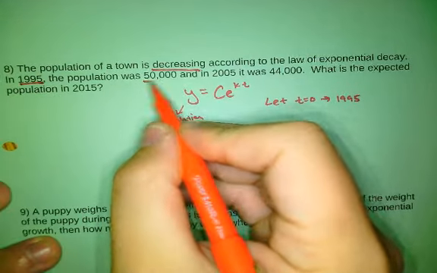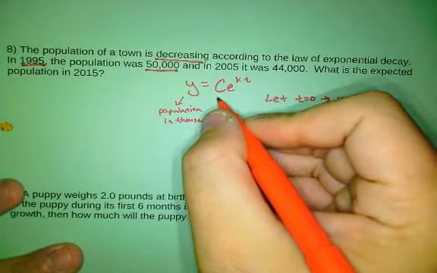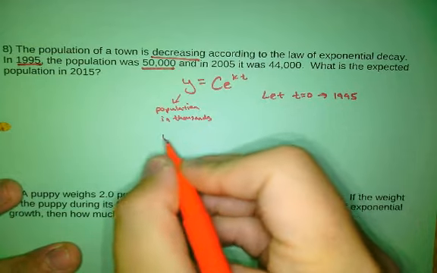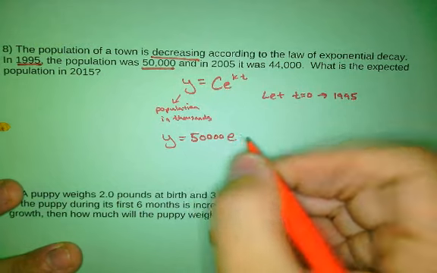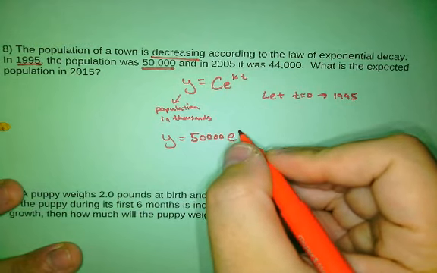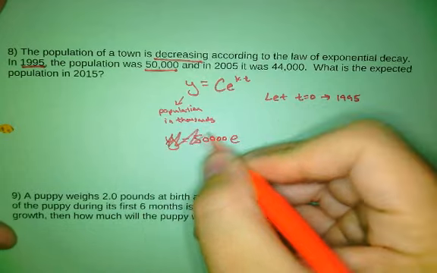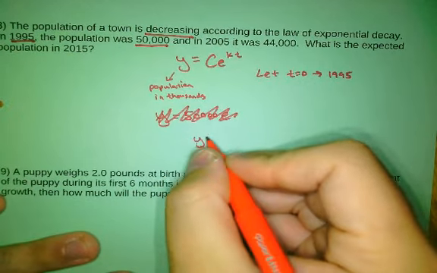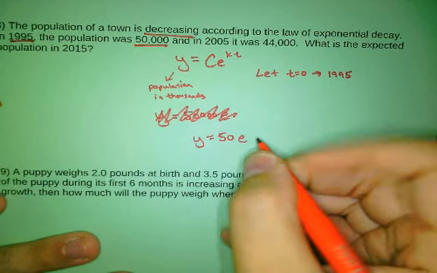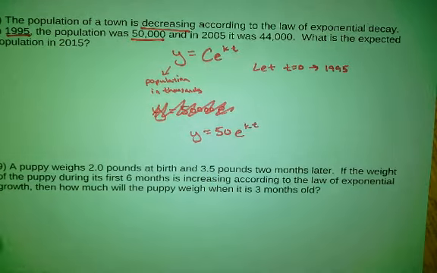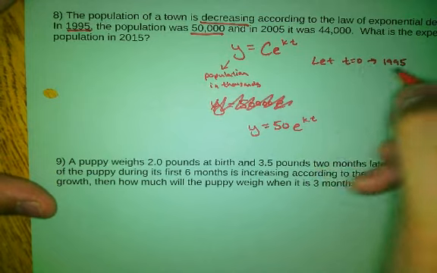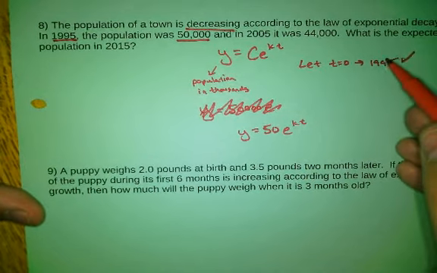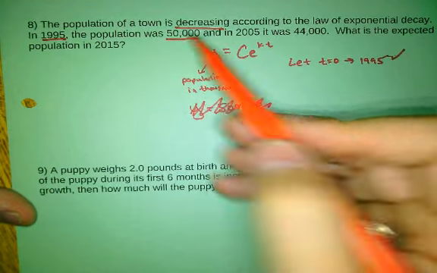So in 1995, the population is 50,000. Isn't C my initial value? So what's my C value going to be? We were doing it in thousands. So y equals 50 e to the kt. I already used this, because t equals 0 gave me the 50,000.